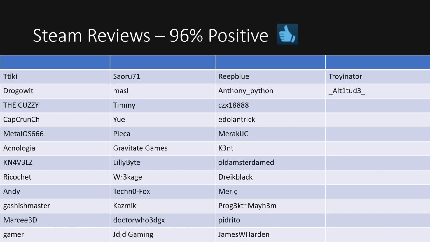Anthony _Python, CCX18. Is Anthony here? Yeah, I'm right here. Oh, okay. Thank you, Anthony. CCX18888, Edelin Trick, Merrick IJC, Kent. He sometimes hangs out. Is here. Tell me if I name somebody who's here and I don't point it out, then please point it out to me. Kent's here. Okay. Merrick IJC. Lisa, you didn't say was here. Who? Plisa? Plisa. All right, now Plisa. He's got the cool zombie profile picture. Thank you, Plisa. Thank you very much. Sorry for missing you.